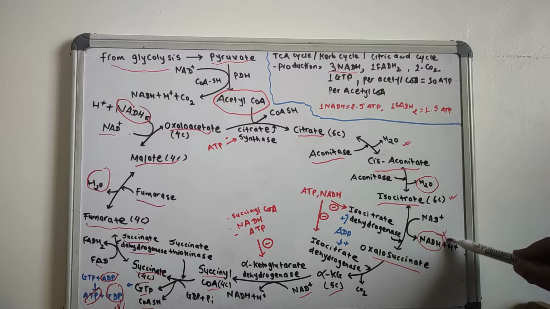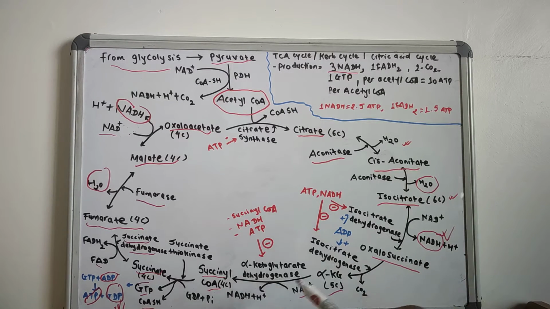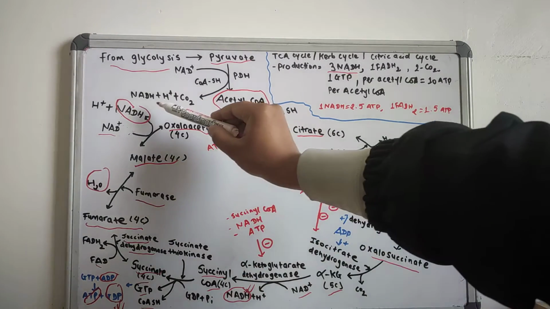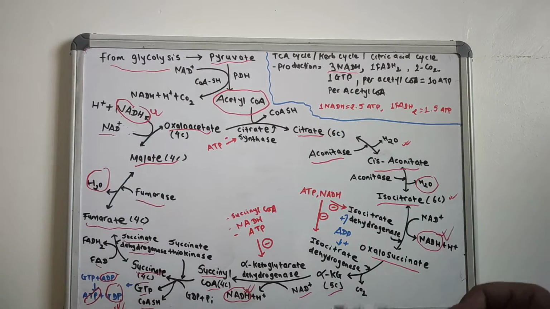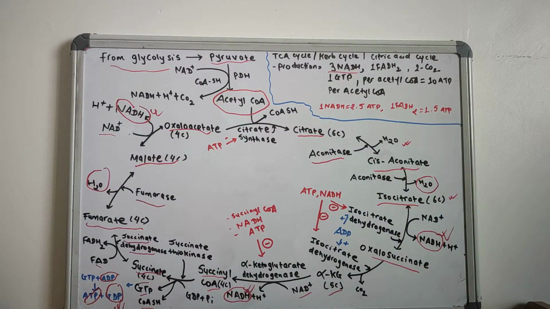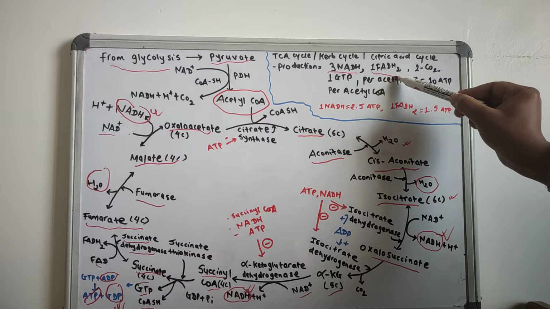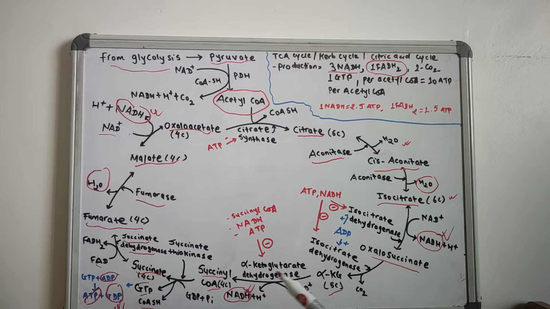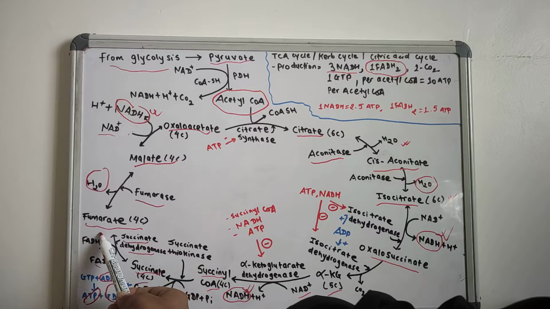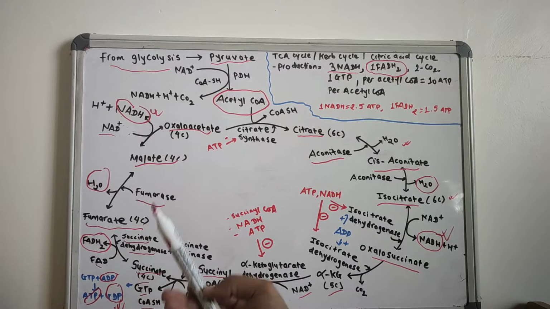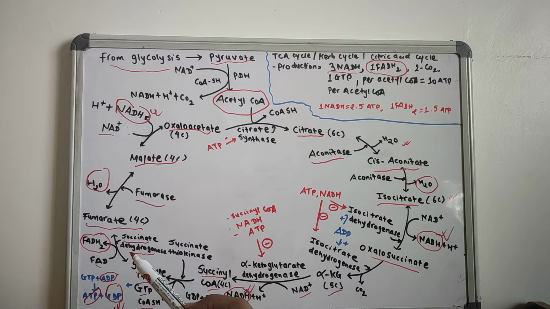This is the 1 NADH. Another 1 NADH is here on the enzyme alpha ketoglutarate. Another NADH is here on the enzyme malate dehydrogenase. So 3 NADH is produced and 1 FADH2 is produced. Here you can see 1 FADH2 is present in the succinate dehydrogenase enzyme, on the reaction of the succinate dehydrogenase enzyme.